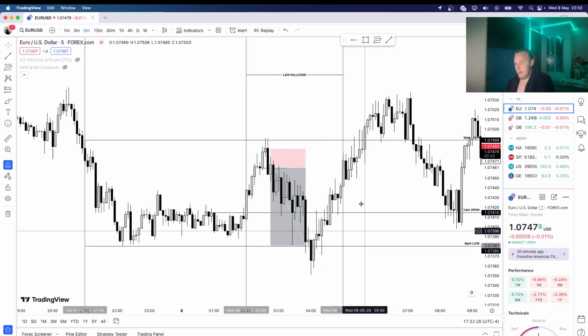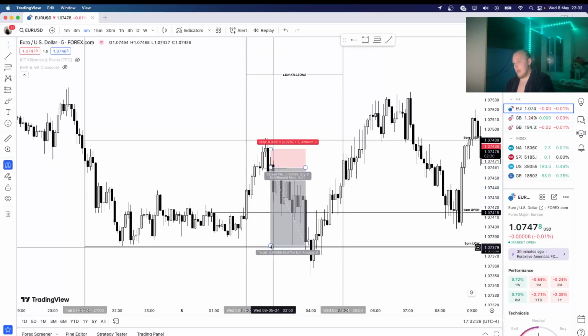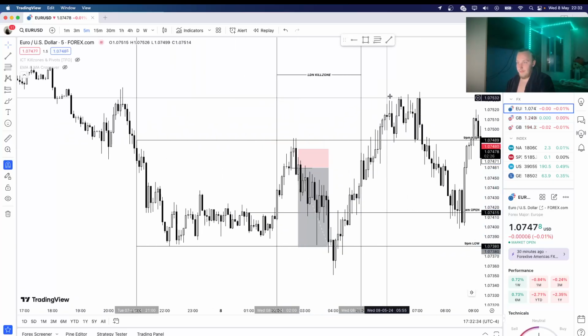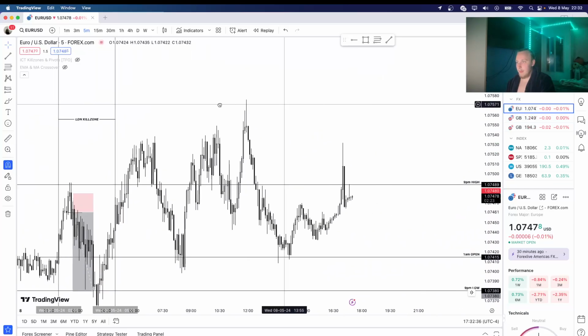Now, the reason this was bigger was because the daily bias was bullish. Simples. As you can see, big moves to the upside.